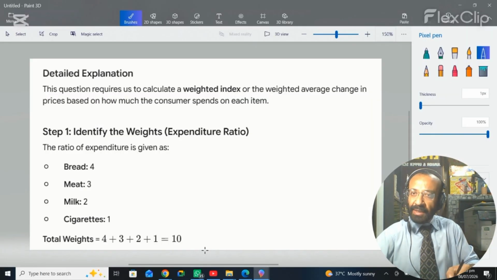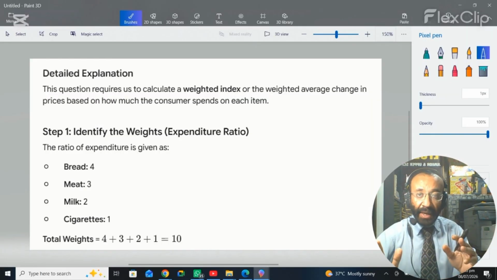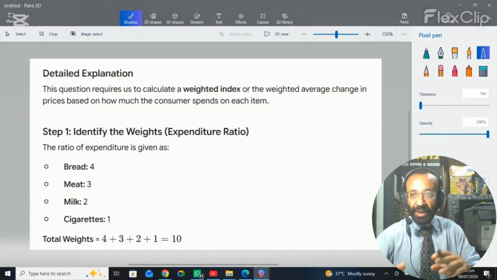This question requires us to calculate the weighted index, or the weighted average change in the prices, based on how much the consumer spent on each item. So the ratio of the expenditure given in the question is 4 for bread, 3 for meat, 2 for milk, and 1 for cigarettes. So the total weight will be 4 plus 3 plus 2 plus 1, which is equal to 10.